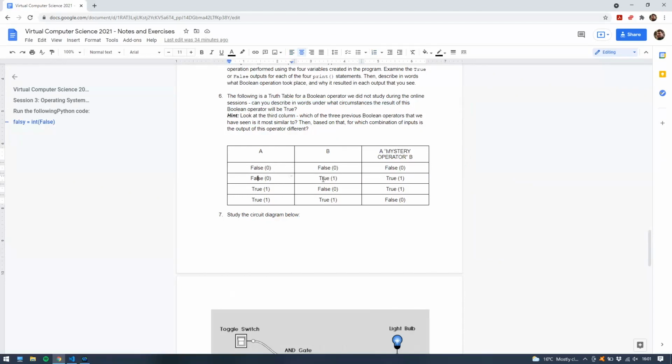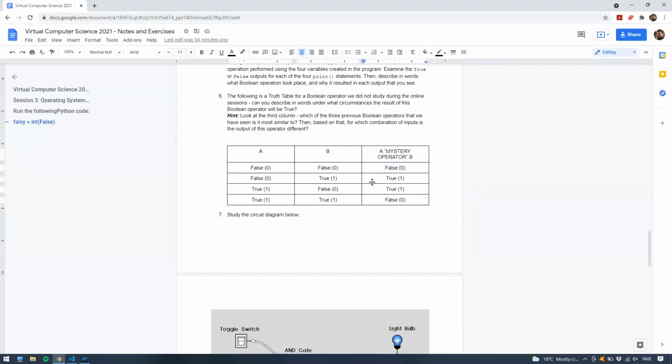False mystery operator true is true. True mystery operator false is true. And true mystery operator true is false. Now, we can clearly see straight away that this mystery operator gives us true only for the two middle rows: false, true, and true, false. So if we've got two falses, we get a false output. And if we have two trues, we also get a false output.